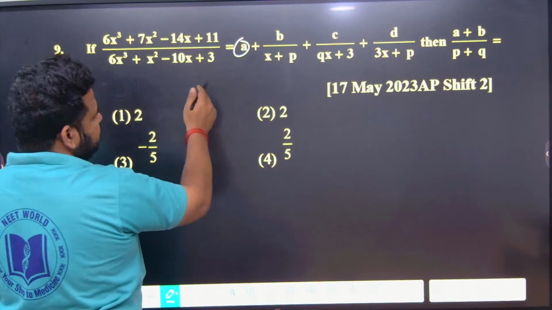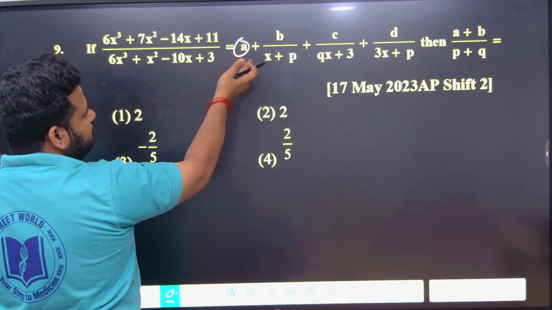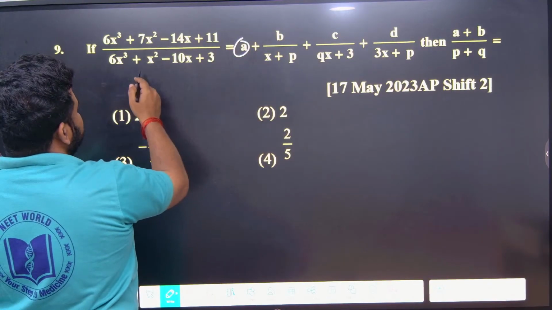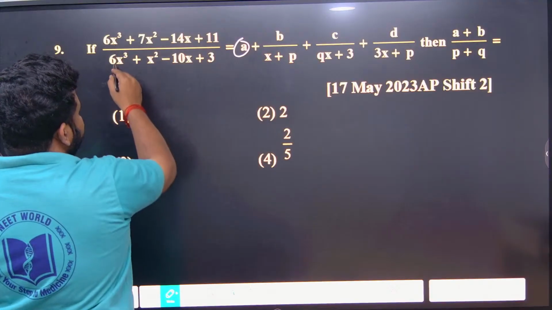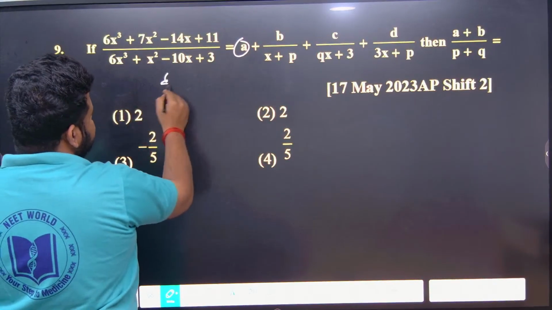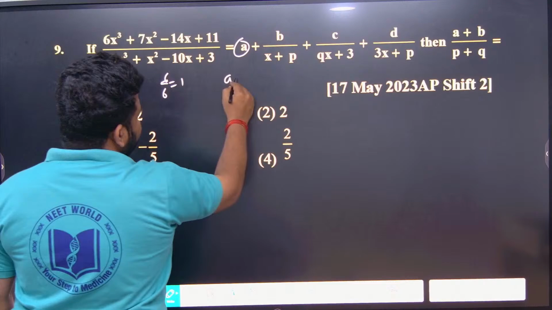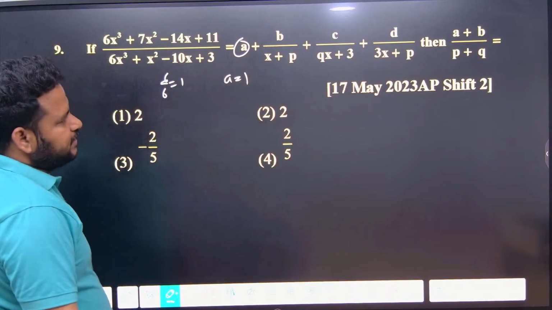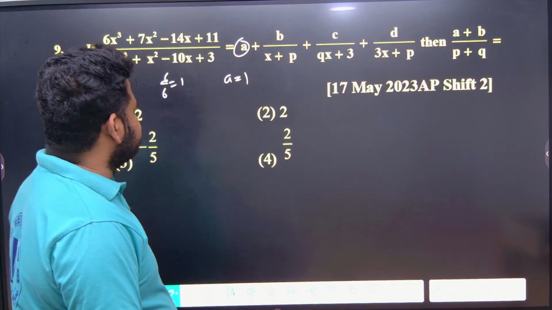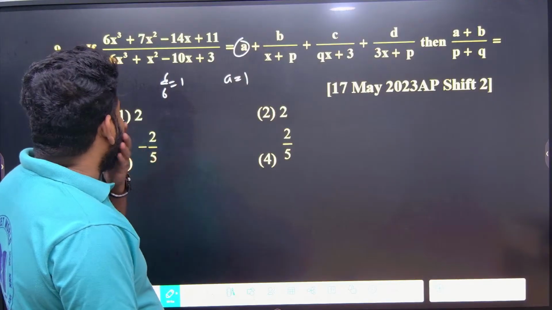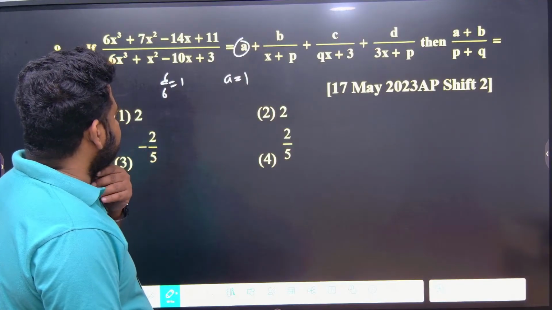So we will have a constant, there will not be linear, quadratic or whatever. So what is the value of this constant? That is coefficient of x cube by coefficient of x cube here, that is 6 by 6, that is nothing but 1. So a value we got as 1, and we have to find out the values of other things.